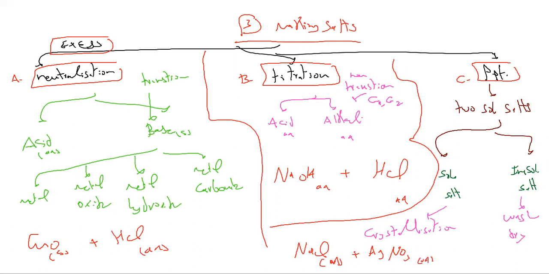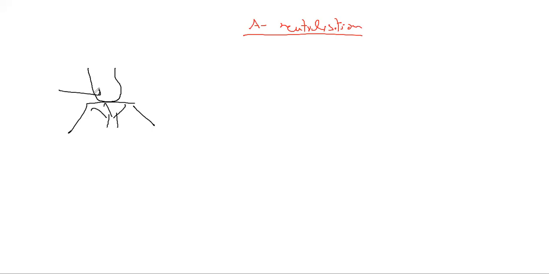For the first method, neutralization, or excess method. At the beginning, we have a beaker that contains acid. We heat the acid to speed up the reaction. Then, with a spatula, we add metal, metal oxide, metal hydroxide, or metal carbonate, stirring with a glass rod. We keep adding until excess.